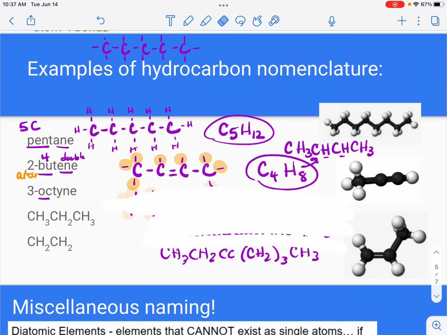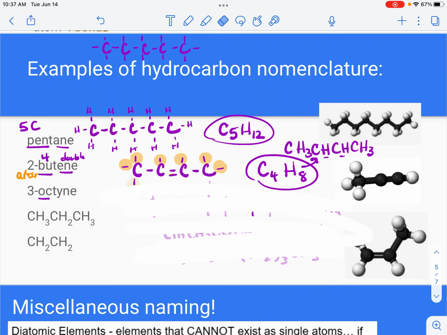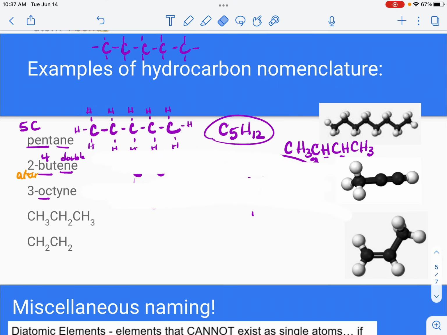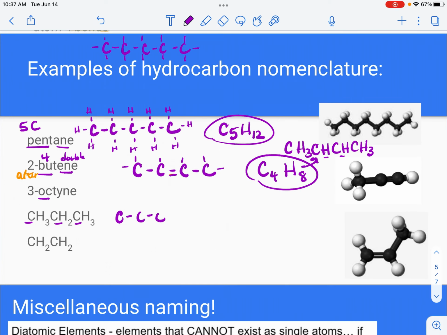All right, I need to clear up some space here. Let's go backwards. All right, so let's do some naming from this. I see 3 carbons in a chain. If I need to draw it to figure out what the bond structure is, I can do that. This one has 3, this one has 2, this one has 3. They're all single bonds. So prop tells me 3 carbons. A-N-E tells me all single bonds.